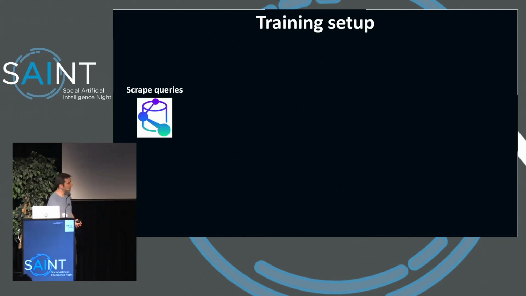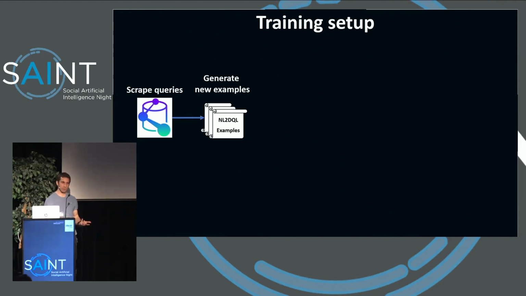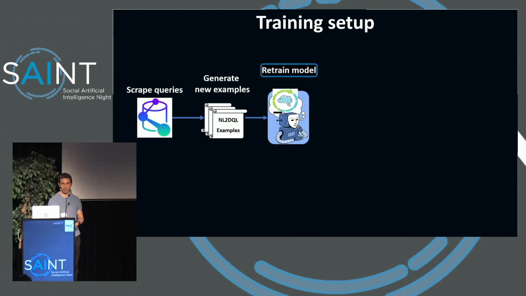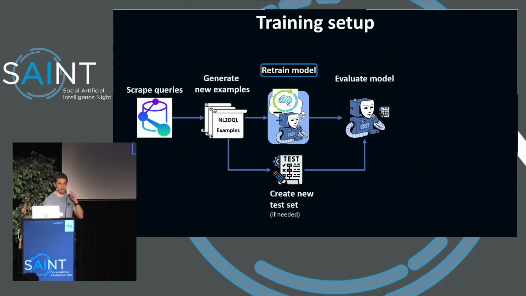So how do we do that? The setup for the training is relatively straightforward. First, we need some data to train. That's the most intricate step, and I'll have an extra slide on that, so I won't dwell here now. We train the model, or retrain if it already exists. We evaluate the model. For that, we need a test set.